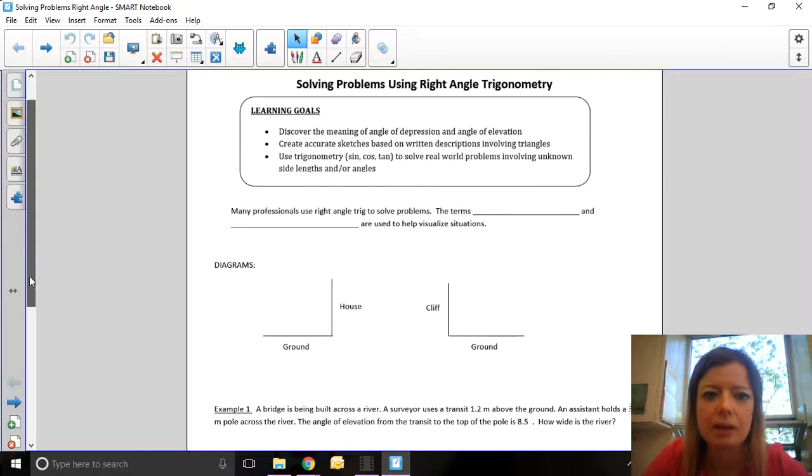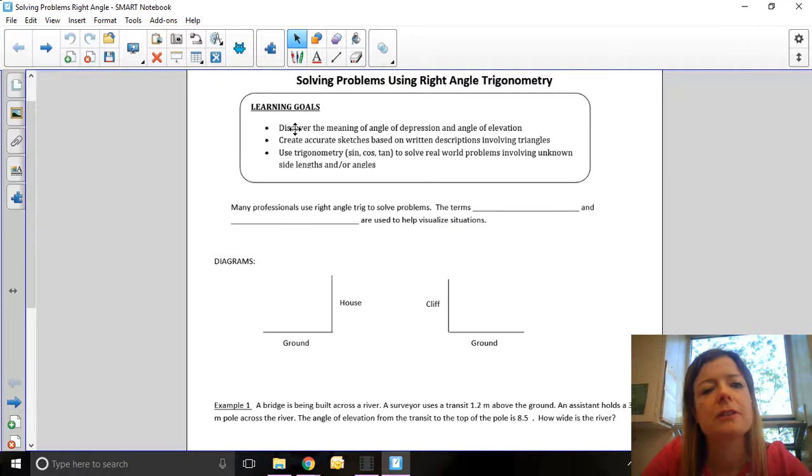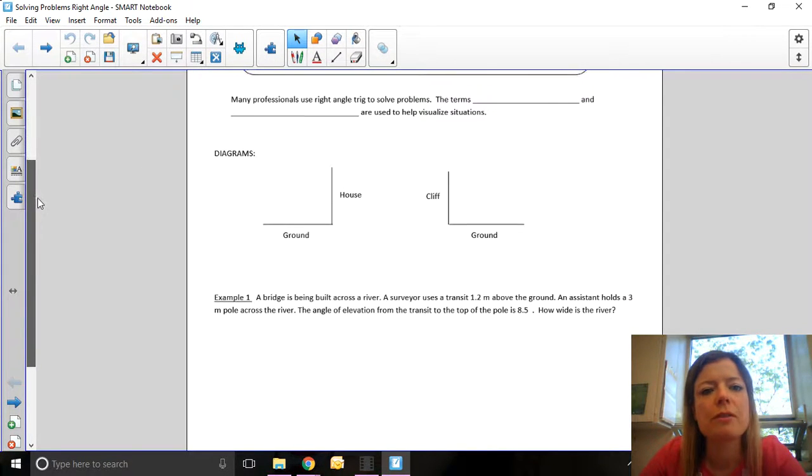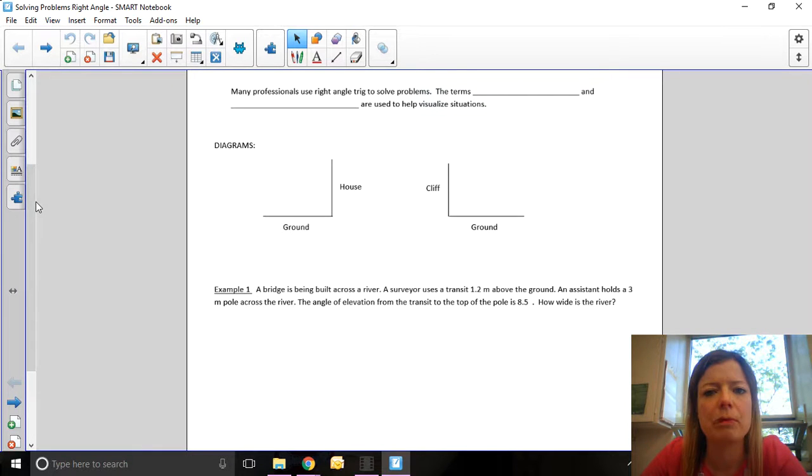So our learning goals are, first of all, to discover the meaning of an angle of depression and an angle of elevation, to create accurate sketches based on written descriptions involving triangles, and then to use trigonometry to solve problems, as I mentioned. So many professionals use right angles to solve problems.